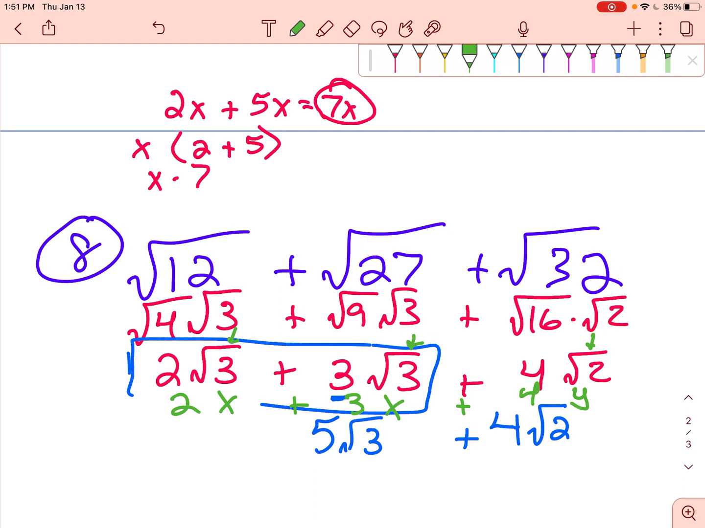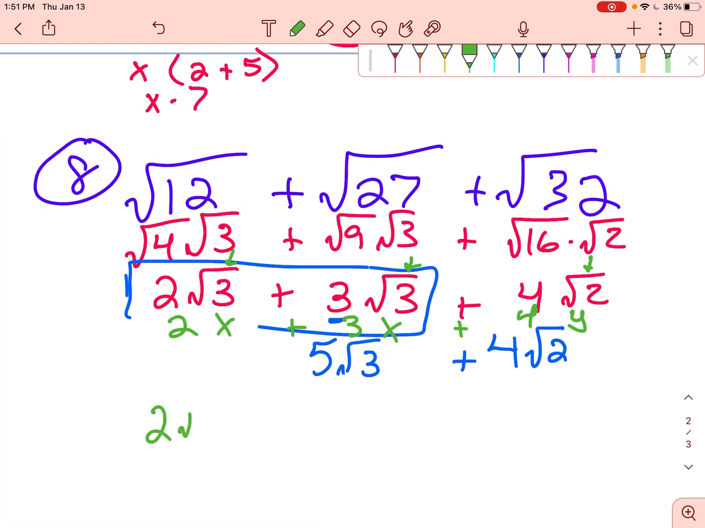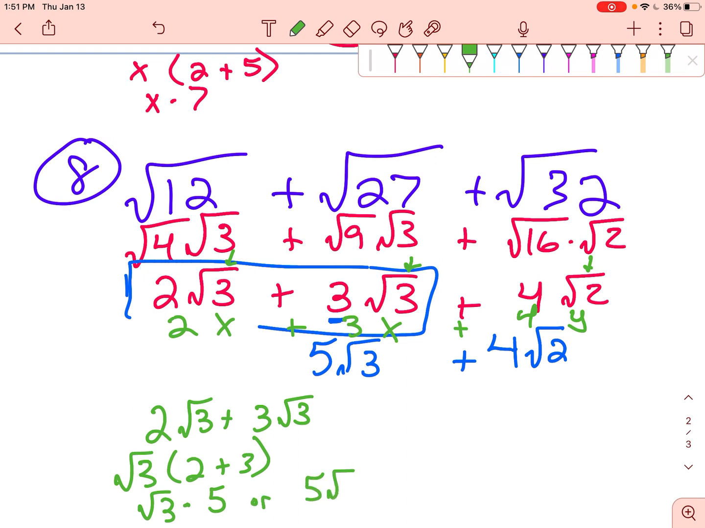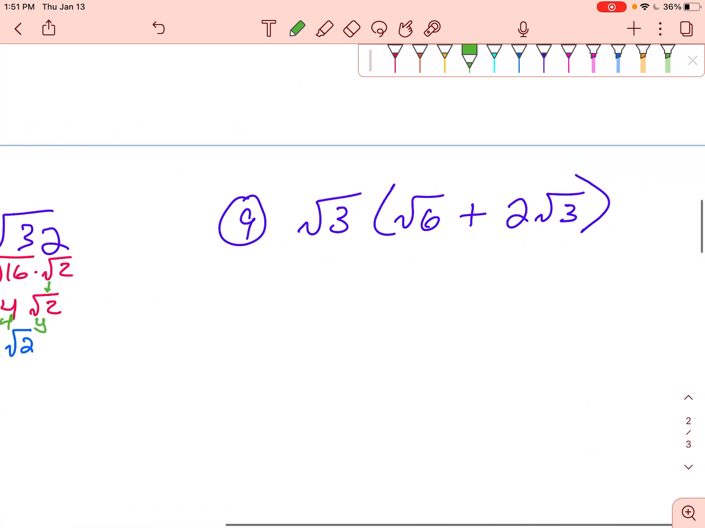But again, I like to kind of show you guys the why. So what's actually happening when you're adding 2 root 3 plus 3 root 3, technically you're just factoring that root 3 out, and you're left with 2 plus 3. Therefore, it's root 3 times 5, or 5 root 3. So that's what's actually happening to get that number right there.